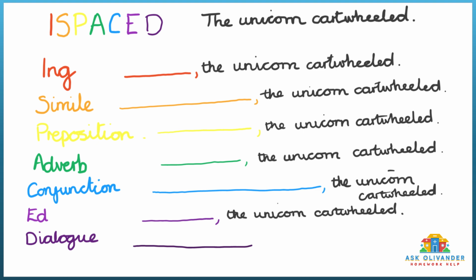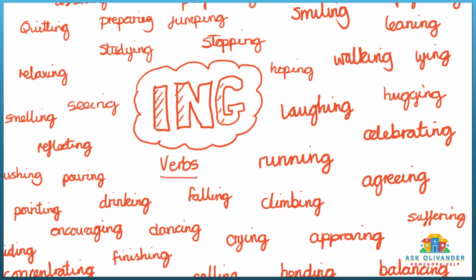The ing part of ISPACED is quite simple. All you're doing with ing is picking another verb to add to the sentence. And on the screen you'll see lots of options. One word of warning with ing is that lots of children will take the existing verb from the sentence and rearrange it, putting that at the start of the sentence.